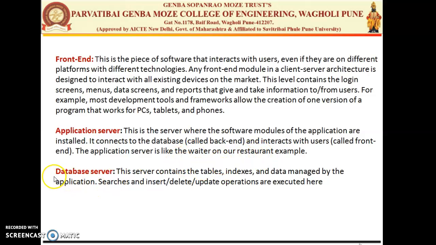Then the last one is the database server. That means this server contains multiple tables of data. A lot of indexes are there which index each and every table. The data managed by the application is there. So searches, insertion operations, deletion operations, and update operations are executed in the database layer. So these are the 3 layers of your client server architecture.